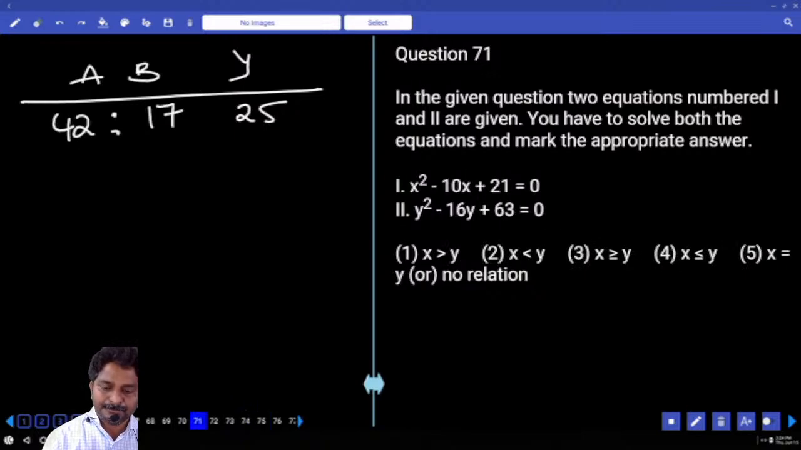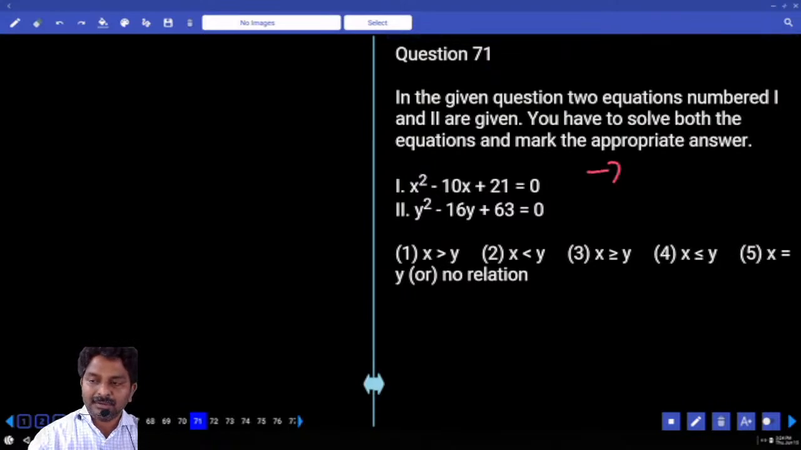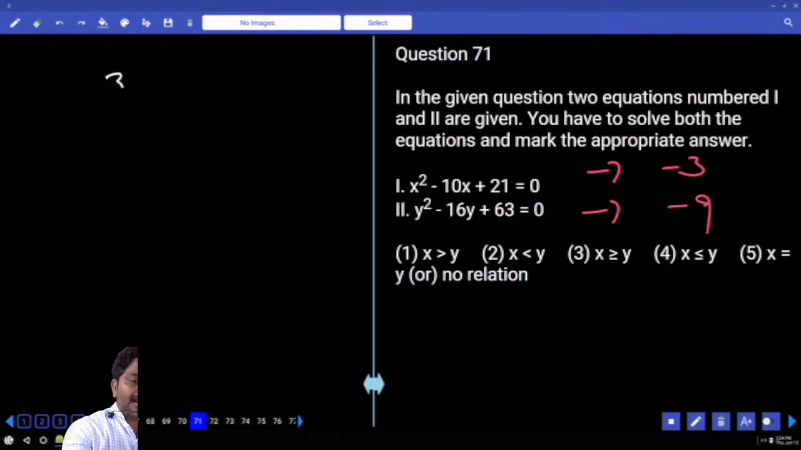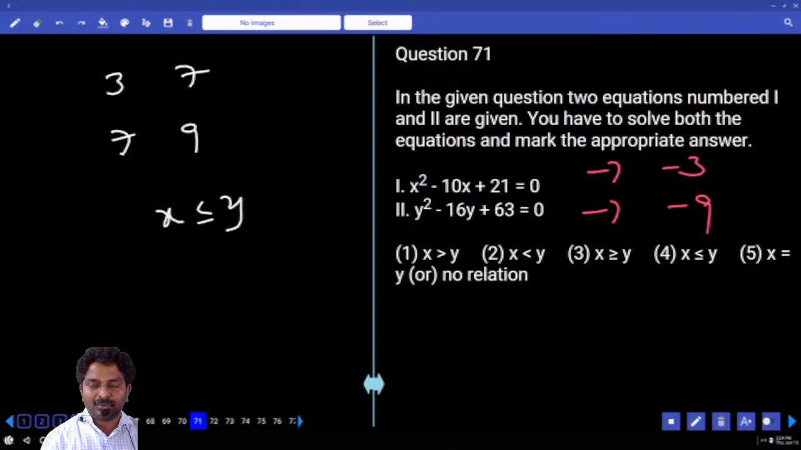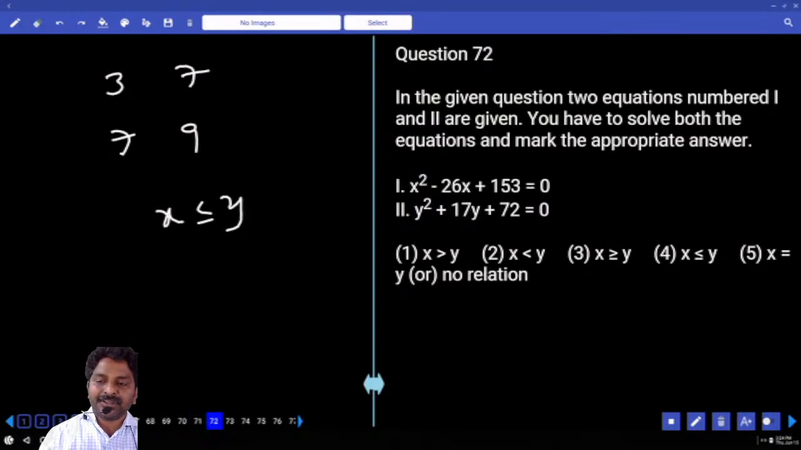Any free question? Come on. Minus 7, minus 3 is the combination. Minus 7, minus 9 is the combination. Factors are 3, 7 and 7, 9. X is less than or equal to Y. 153.